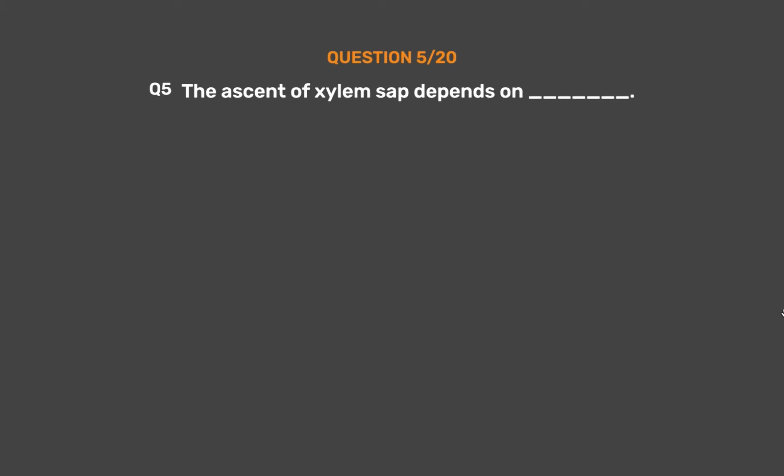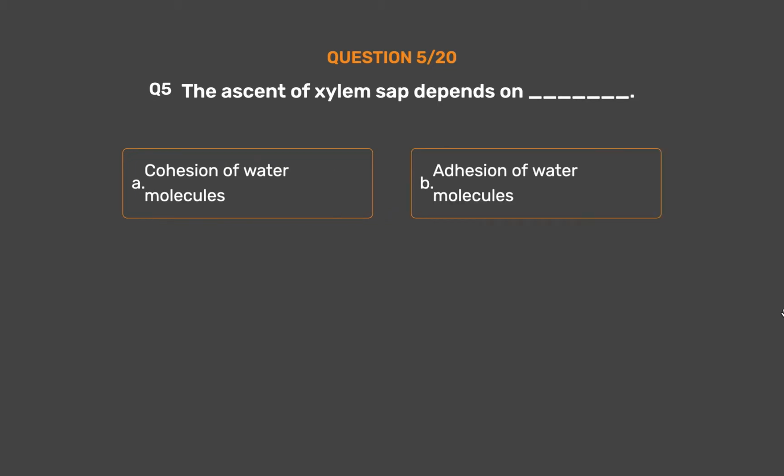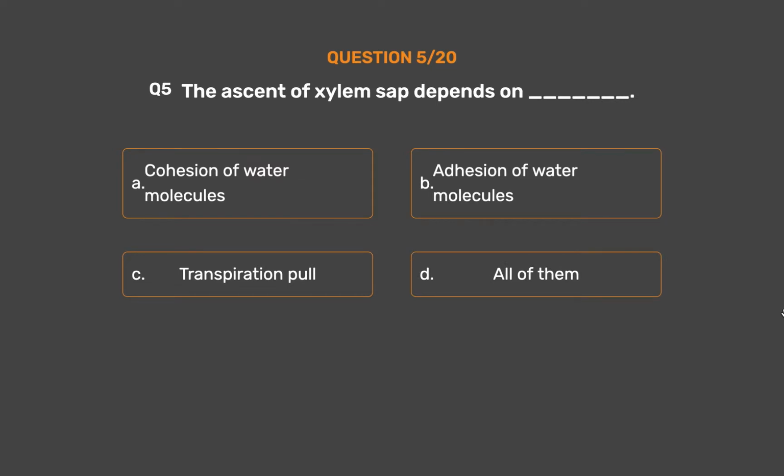Question number 5. The ascent of xylem sap depends on underscore. Option A. Cohesion of water molecules. Option B. Adhesion of water molecules. Option C. Transpiration pull. Option D. All of them.